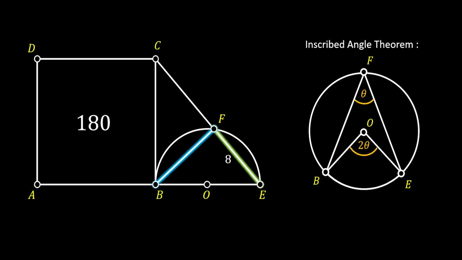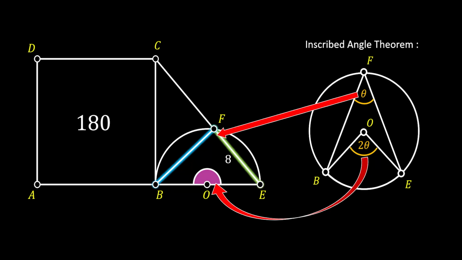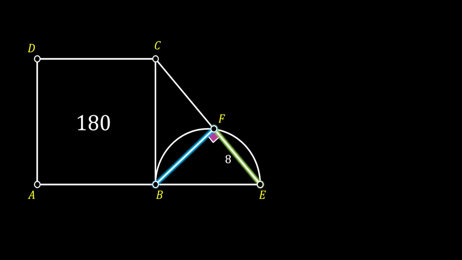Now, if you take a look at our sketch on the left, at our semicircle, you can see that the angle at the point O must be a 180-degree angle, since this is a semicircle. This means that the angle at the point F is our inscribed angle, and it must be half of 180 degrees, so this must be a 90-degree angle. Why is this important for us? You're going to see later.